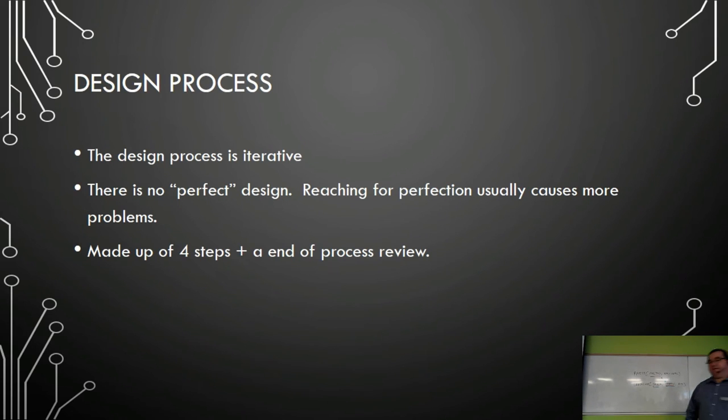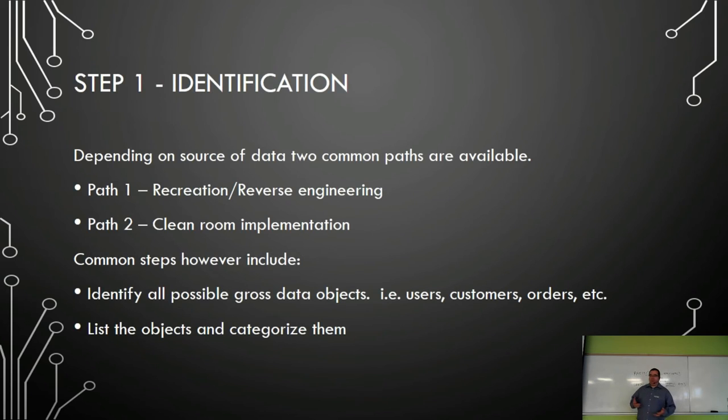The next one I'm going to go into is the design process. The design process is iterative. There is no perfect design, just so you know. Because when you try to reach for perfection, you end up making it so complicated that it's unusable. You're collecting so much information, it's totally unusable. It's usually made up of four steps plus a review at the end. This is important when you get your first assignment, where part of it is a design project. It's an iterative process.